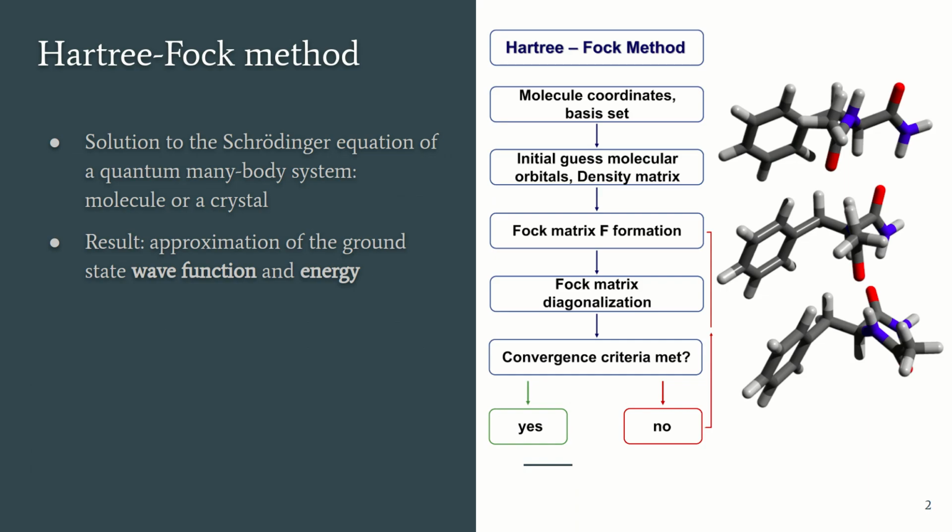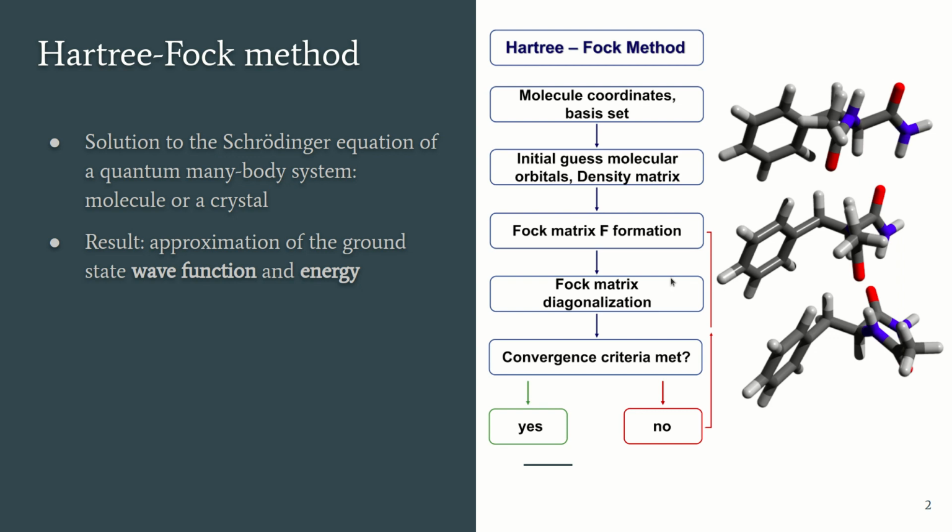Firstly, let's talk about the Hartree-Fock method. It basically gives a solution to the Schrödinger equation of a quantum many-body system, which can be a molecule or a crystal. This algorithm gives us an approximation of the ground state wave function and energy of that molecule.